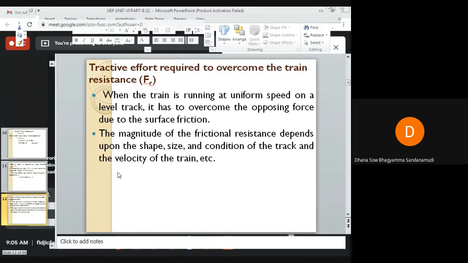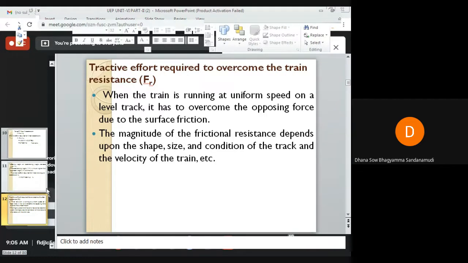The magnitude of the frictional resistance will depend on the shape, size and condition of the track, and it also depends on the velocity of the train.